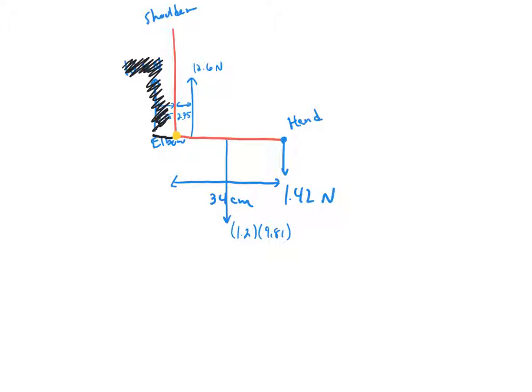So we have got a couple things. 12.6, that'll cause rotation that's counterclockwise. That's that one. The 1.42 will cause clockwise, and the weight itself will cause clockwise. So clockwise is negative, the other one's positive.